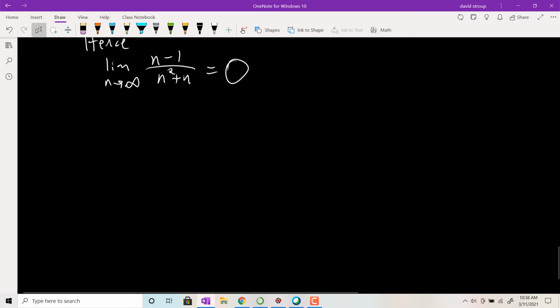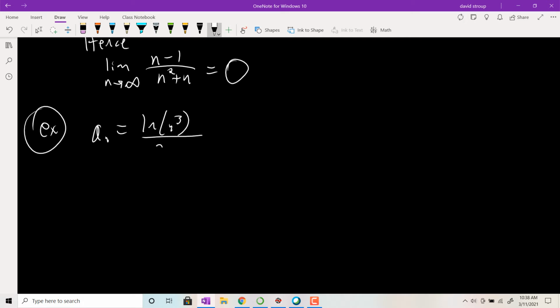You can also do L'Hopital's. So another example. We have a sub n equals the ln of n cubed all over 2n. Technically, you can't do L'Hopital's on a sequence. The derivatives and stuff won't work there because it's just a bunch of points. But you can take the limit with respect to x, and then that will force this limit of a sub n to go to the same place.